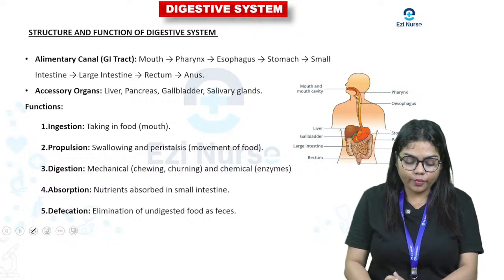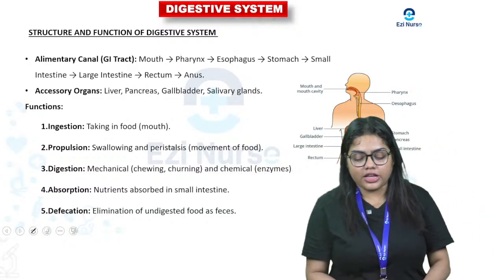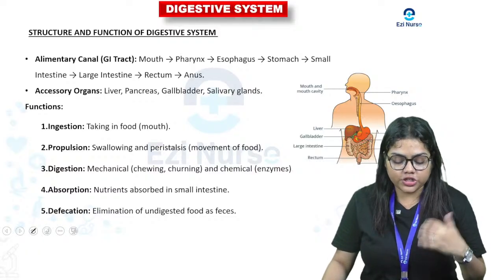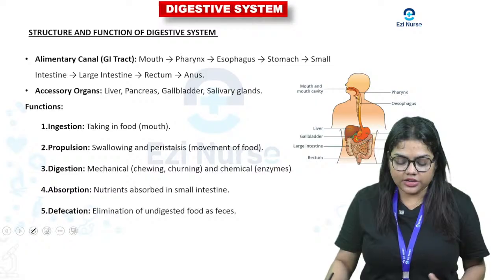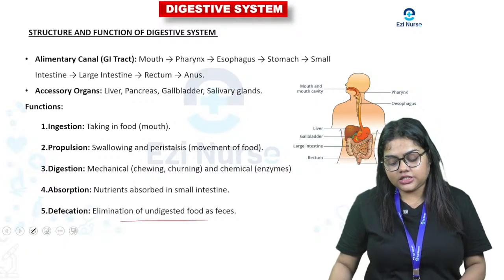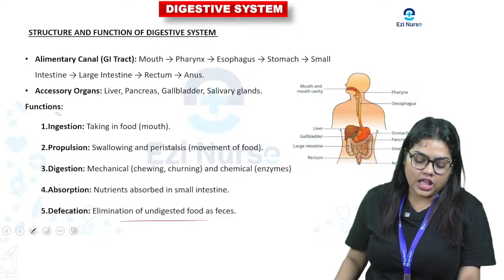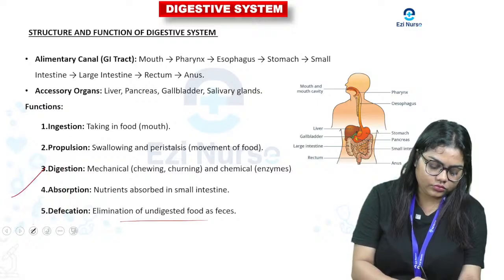Okay, so next is digestion, which is mechanical, like chewing and crunching and mixing with chemical enzymes. Then absorption, where the nutrients will be absorbed in the small intestine, and defecation, where the elimination of undigested food as feces will occur. So this is the main function of the digestive system.